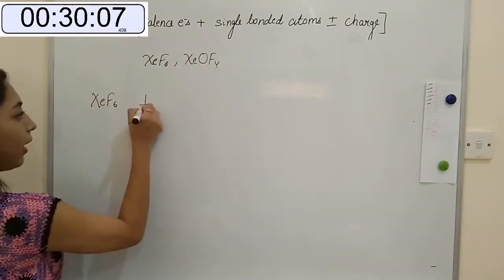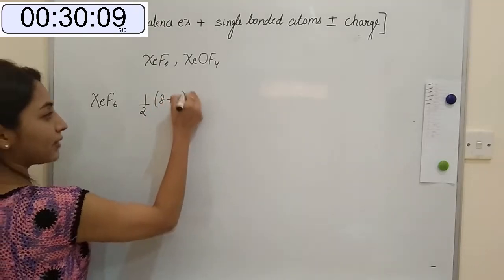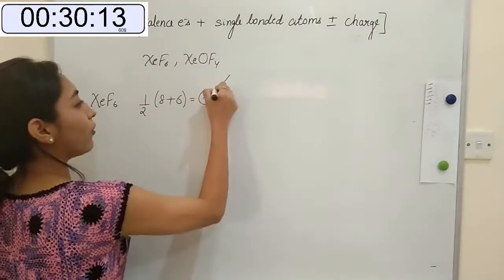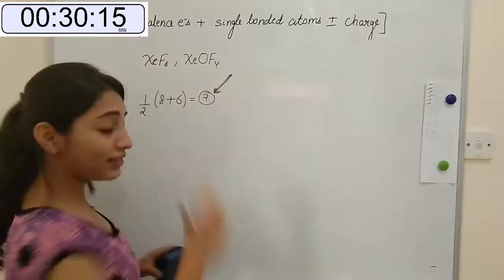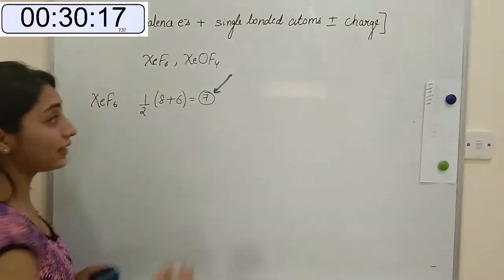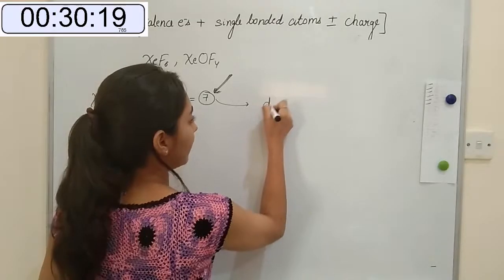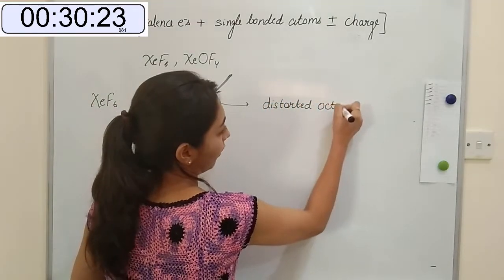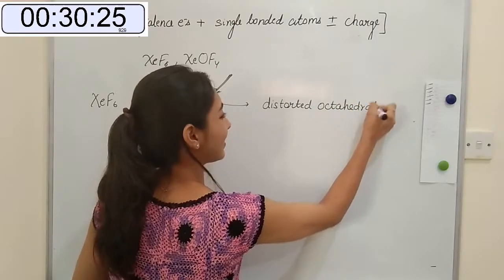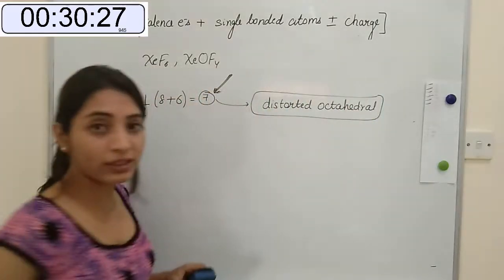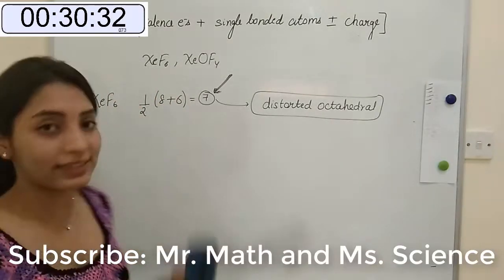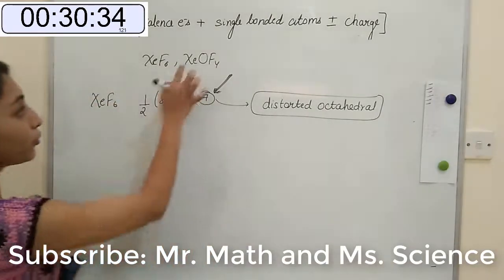XeF6 will be half. 8 plus 6, which is 7. So this kind of hybridization is not there in CBSE, is not there in JEE. This is kind of, I should say, distorted octahedral. I just discussed it here to tell you that this is an exception, but the details we will be doing in a separate video for XeF6. Understood?